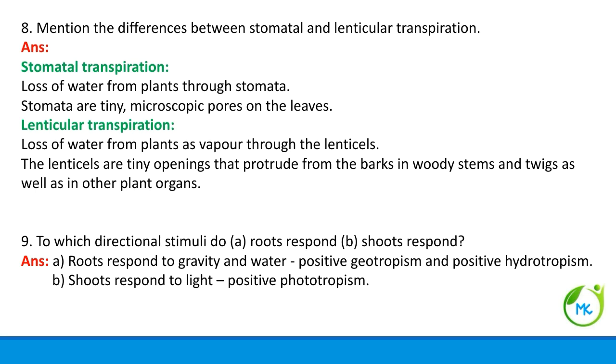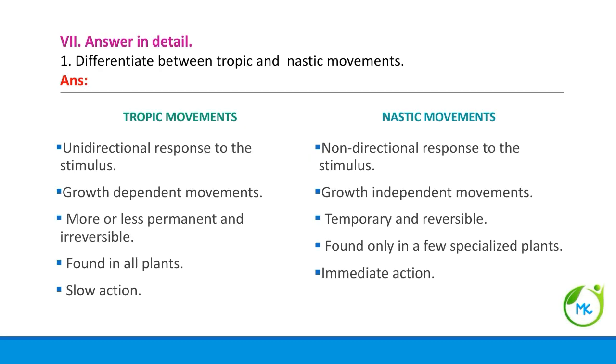The next question, to which directional stimuli do number 1 root respond, number 2 shoot respond. So root, as we have already seen, responds to two kinds of stimulus. One is gravity and the other one is water. So it is positively geotropic and positively hydrotropic. And shoot responds to which directional stimuli? They respond to light. So it is positive phototropism.